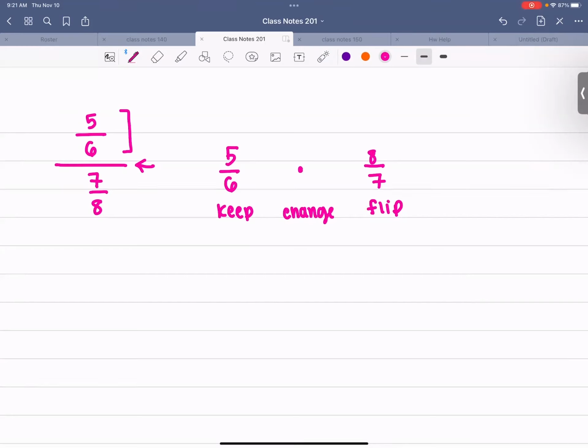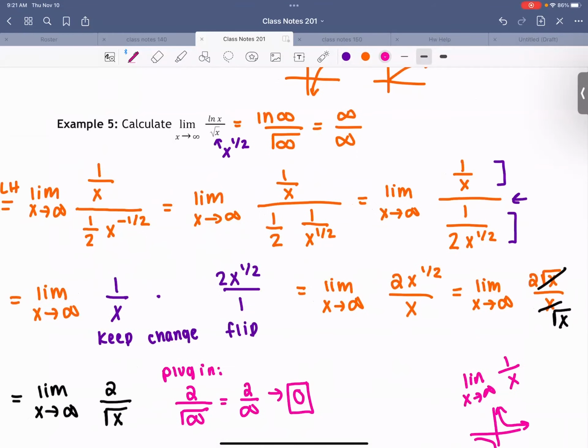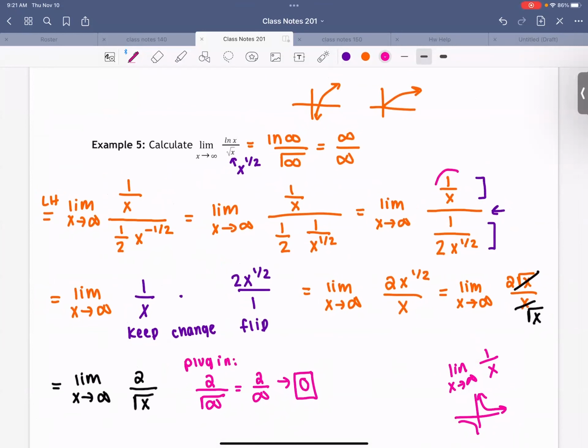So the same thing happens with not numbers, right? So I basically kept the 1/x by itself. I changed the division to multiplication, and then I flipped the other fraction over. So, all right, does that kind of help? Yeah. Oh, do I have a question?